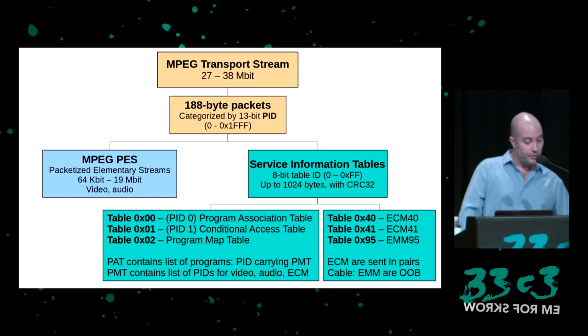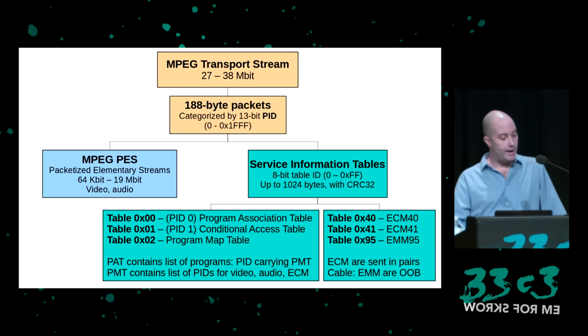The MPEG transport stream is made up of packets of 188 bytes. Each packet has a PID. This is used to differentiate different types of data. PIDs range from 0 to hex 1FFF. Each PID carries an MPEG packetized elementary stream, that's a video or audio stream, or the PID may carry one or more service information tables.